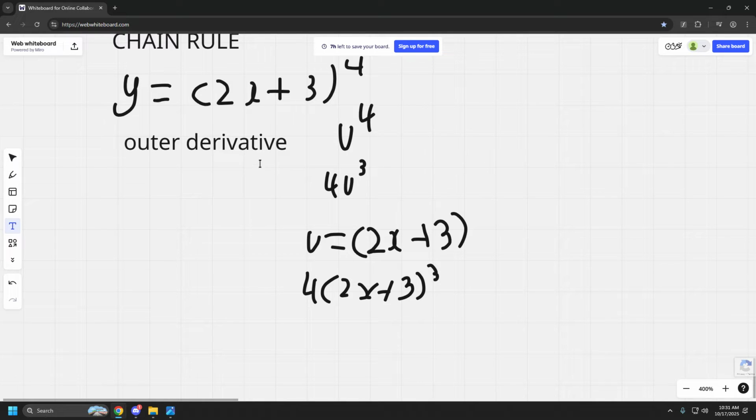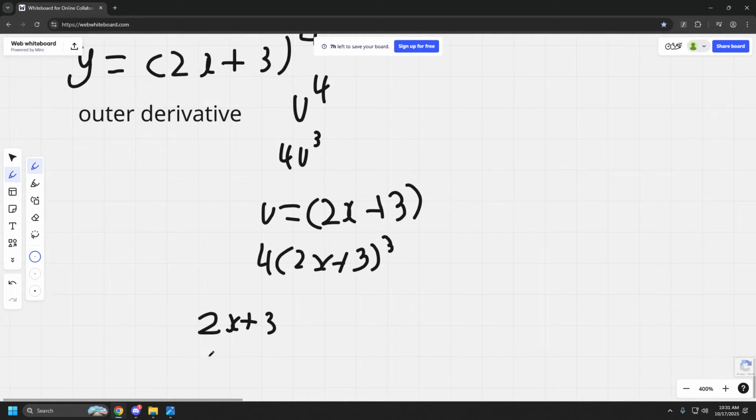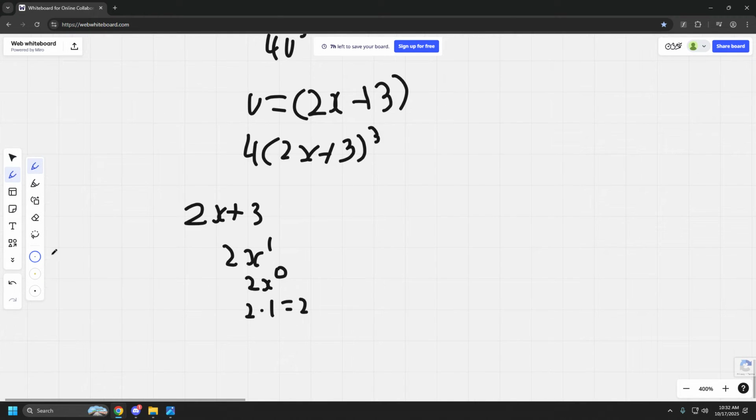Now to get the inner derivative, we would go inside the bracket. What's the derivative of this? The derivative of the constant is 0, so this is 0. So this is just 2x to the power of 1. The derivative of 2x is 2 times x to the power of 0, and x to the power of 0 is 1. So 2 times 1 is equal to 2. So that is the inner derivative.